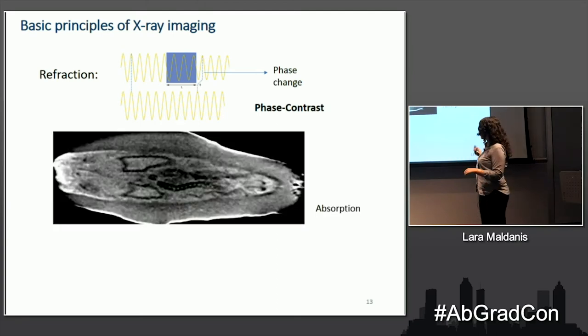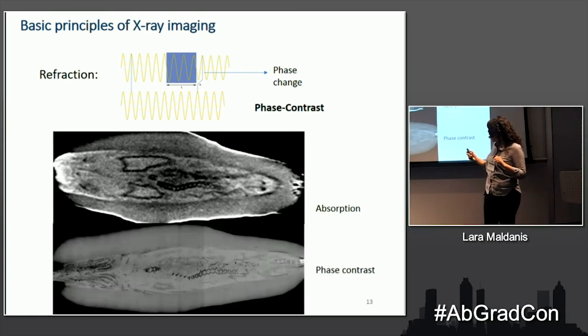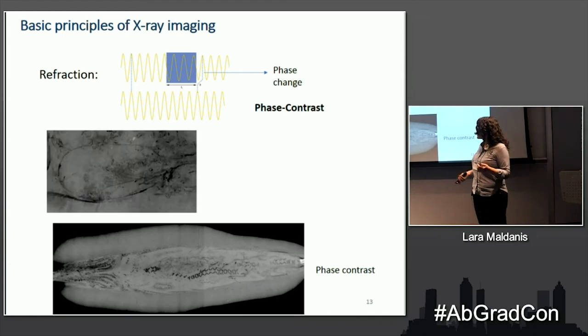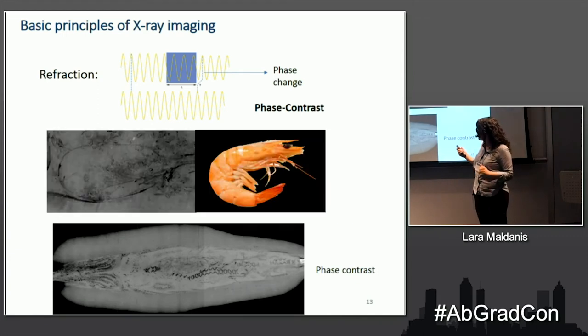Coming back again to our fish, we had this image with absorption CT. We took the same fish, did phase contrast CT, and now we have this image. Now we can see much more structures. We can see a lot of different things. If you look at the stomach of this fish, we can find this kind of last meal. If you cannot identify what it is, I'll give you a clue. This is to show you how much more sensitive phase contrast is for fossils. So this is really good for microfossils, right?